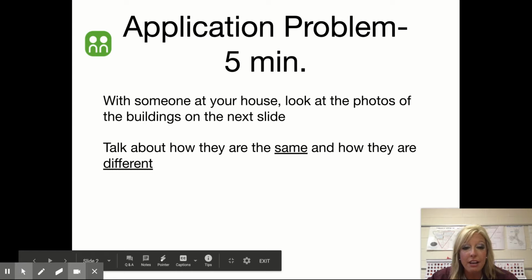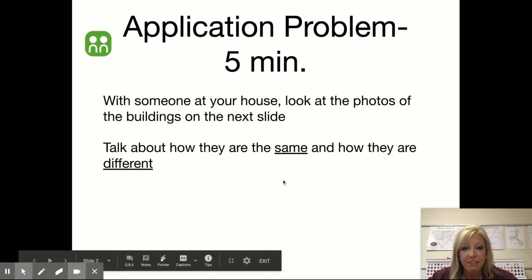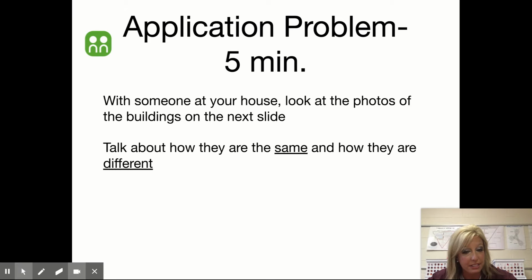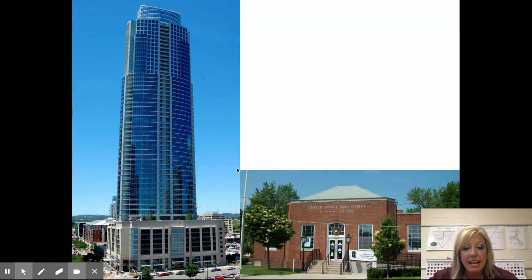So in just a second, we're going to look at two buildings. With someone at your house, I want you to look at these photos of the building on the next slide and talk about some ways they are the same and how they are different. So I'm going to show you those pictures right now. Remember, we're looking at how they're the same and how they're different. So here are your two buildings. I want you to take just a second with someone at your house and talk about how these two buildings are the same and how they're different.